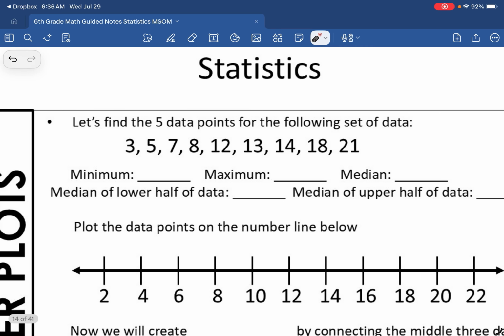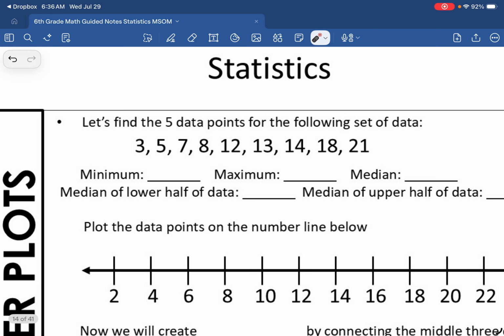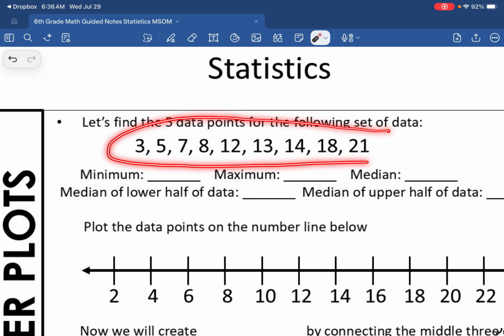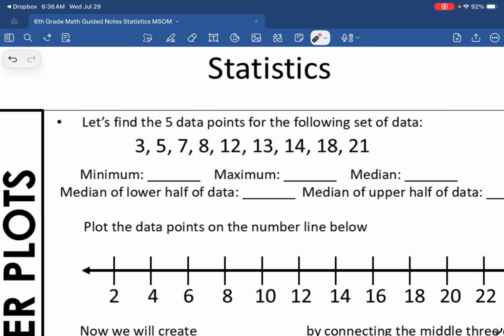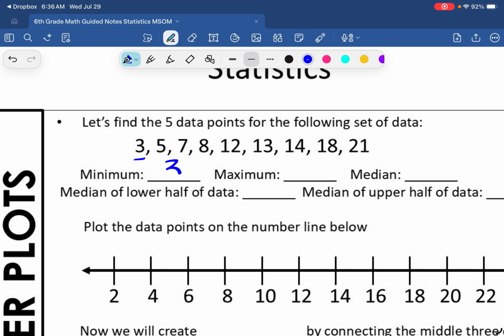Let's find the 5 data points for the following set of data. Notice that it is already in numerical order. If the data is not in numerical order, you are going to need to place it in numerical order. So the minimum, or the smallest number, will be 3. The maximum, or the largest number, is 21.